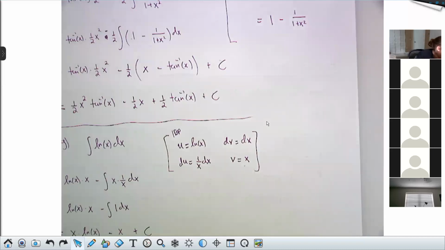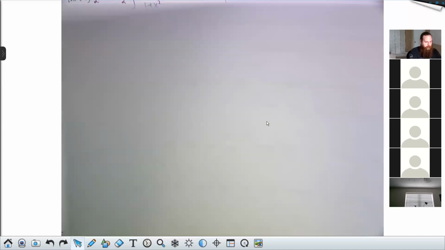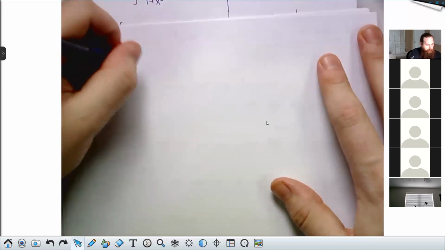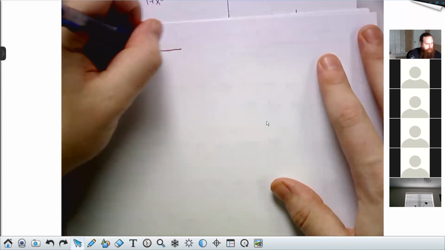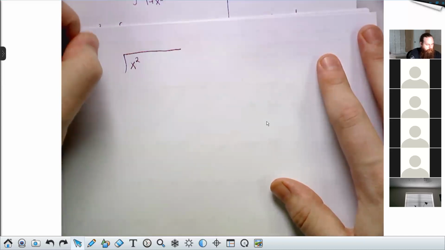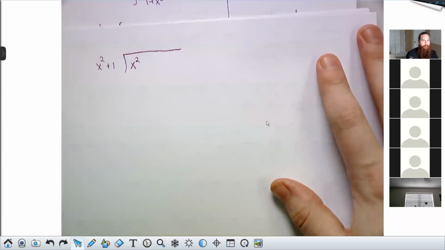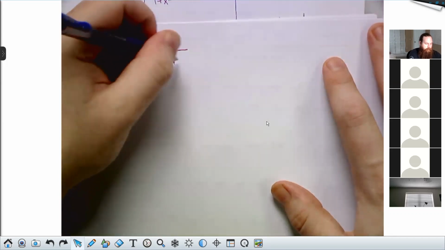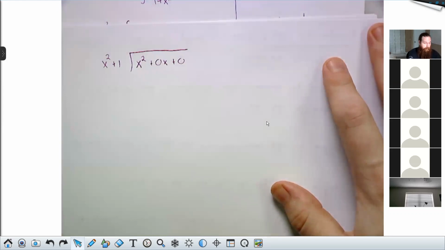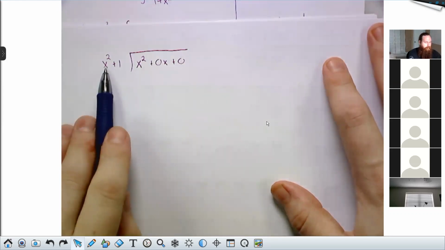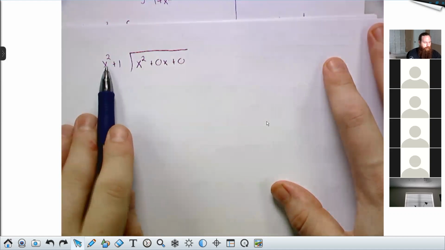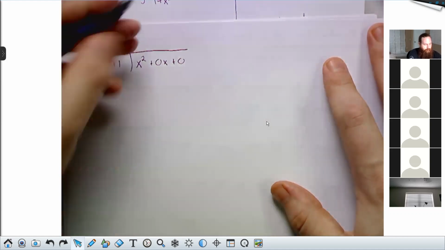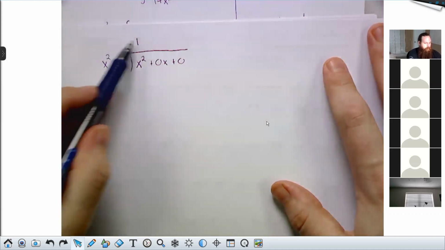I don't have a blank side. I know one of these does. Here. So another way to do that is to take the polynomial x squared and say, all right, I'm going to divide that by x squared plus 1. We think of x squared as x squared plus 0x plus 0. And then I just pay attention to the lead terms. I ask, what do I need to multiply this by in order to get this? Well, that's a 1.